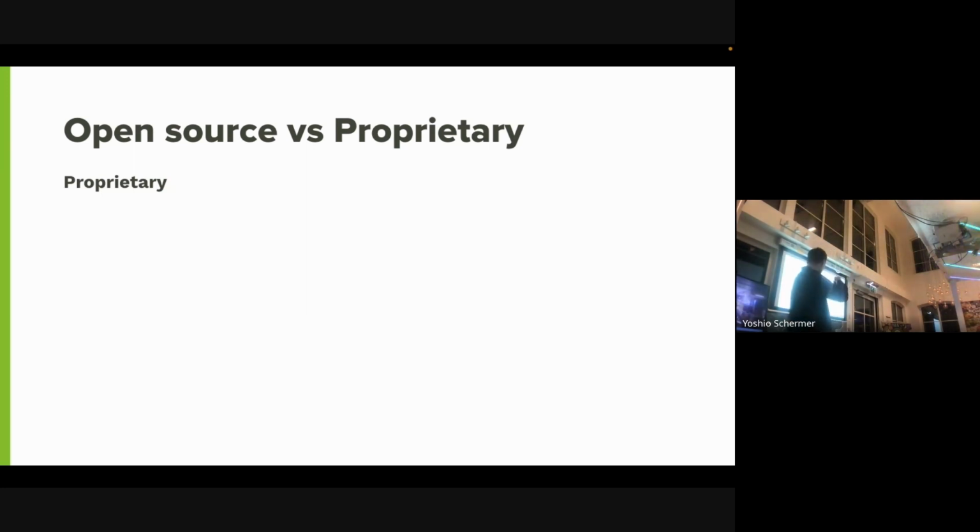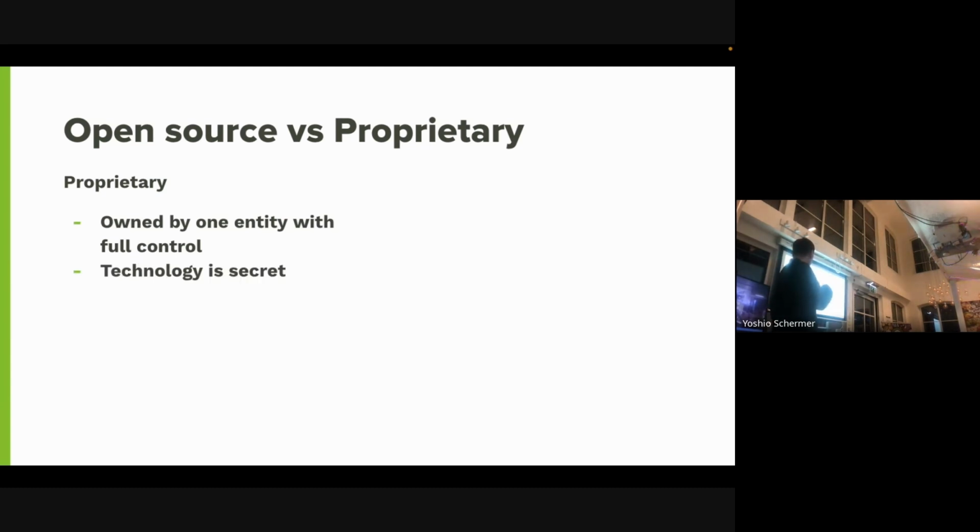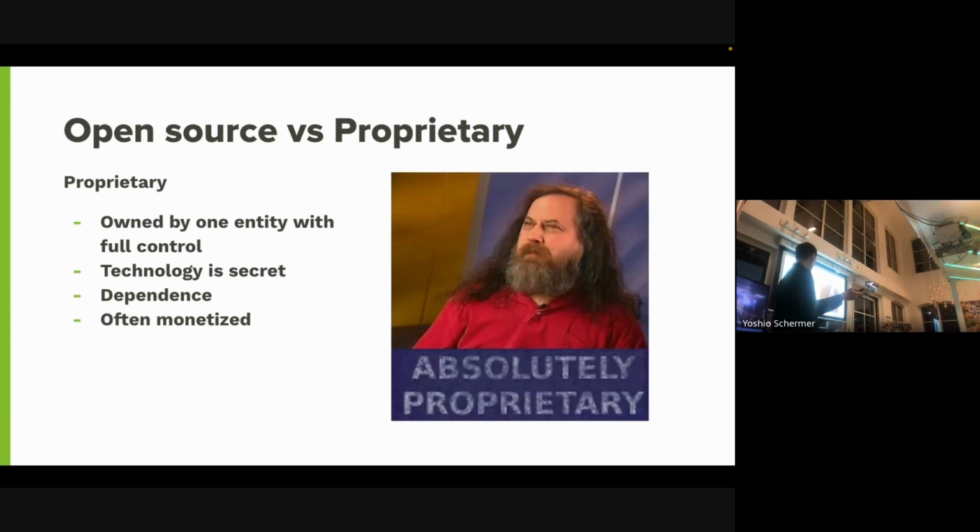Before we dive deep into AI and machine learning, I want to talk a bit about open source and proprietary to set the stage. We define proprietary software as software that's owned by one entity, so a corporation or one person who manages the source and completely controls what it's used for. And the technology is kept secret. You don't have access to the source code. And that creates a dependency: if the entity decides to stop supporting that software, it means you're in trouble if your business model relies on it. And often this software is monetized. You have to pay for it through a subscription, through advertisements, or through just a one-time purchase. And I absolutely hate it.